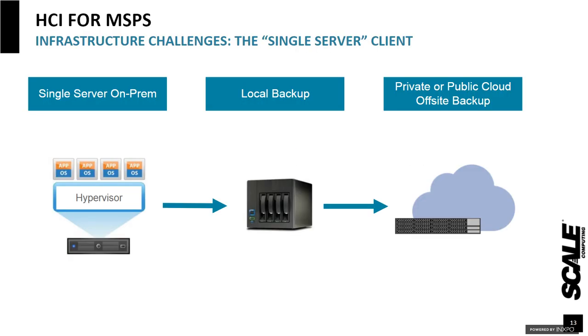So typically what we see in an MSP scenario is what we call a single server client. On the left side here on-prem, you've got that single server which is running maybe a terabyte, a few terabytes, anywhere from 2 to 6, even 1 VM. But typically we see anywhere from 2 to 6 VMs being run at the edge. A single server is sufficient.